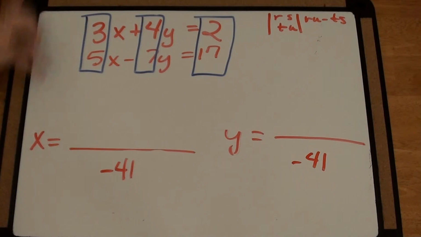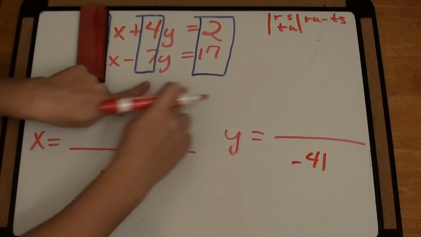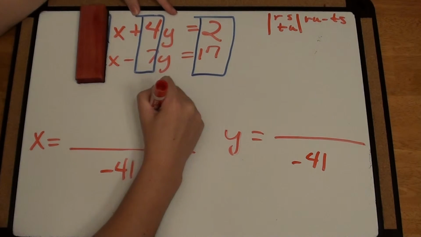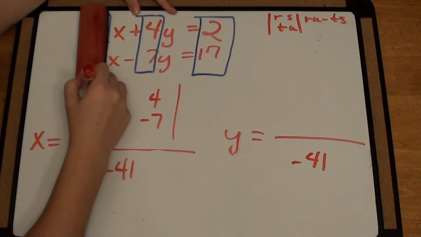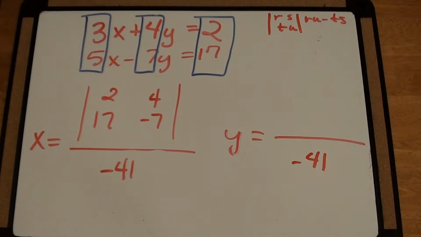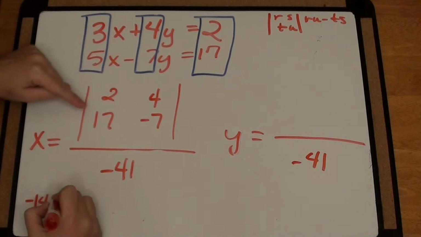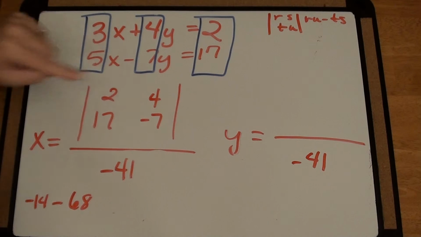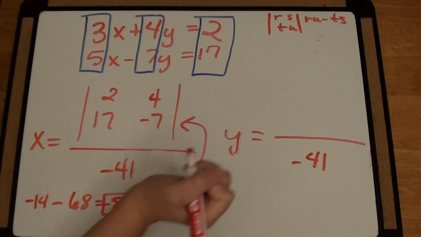Now we need to talk about the numerator. When I'm solving for x, I basically ignore those values and look at these two values. I'm going to put the y's where I would normally put them, but I'm going to put the answer in for where my x's were because I'm solving for x. Then I do the same thing. I do 2 times negative 7, which is negative 14, minus 17 times 4, which is 68. So that would give me a negative 82. So this is that value.